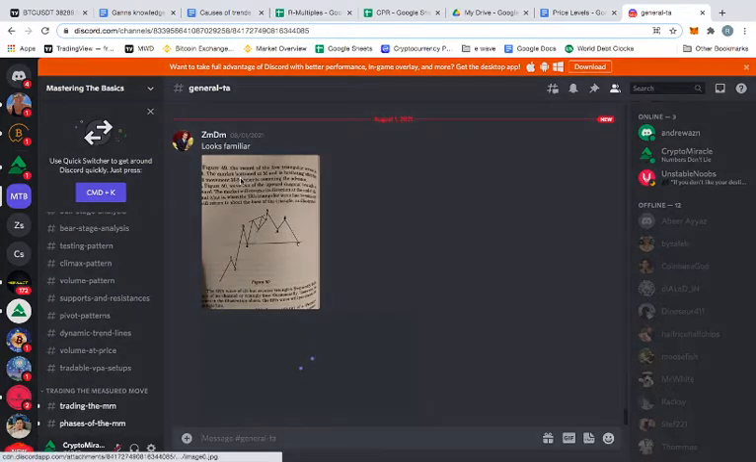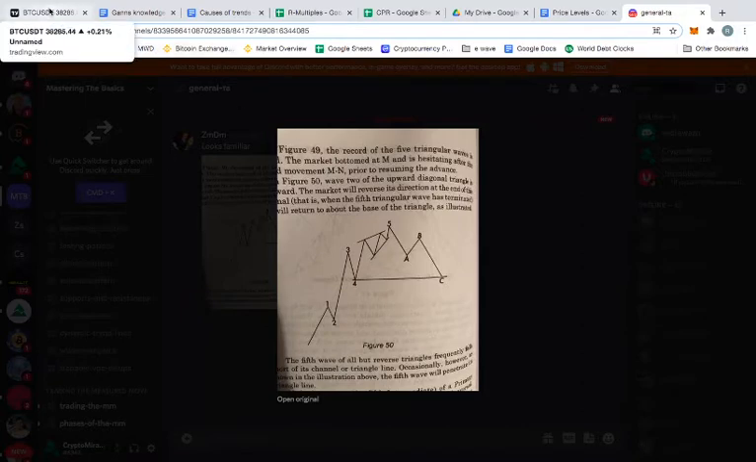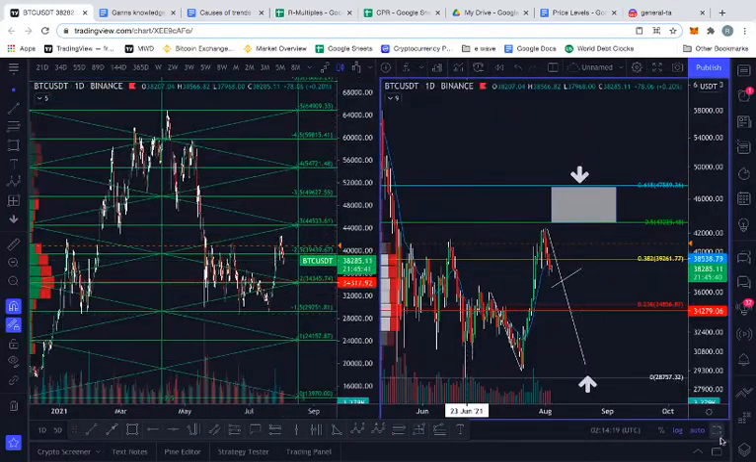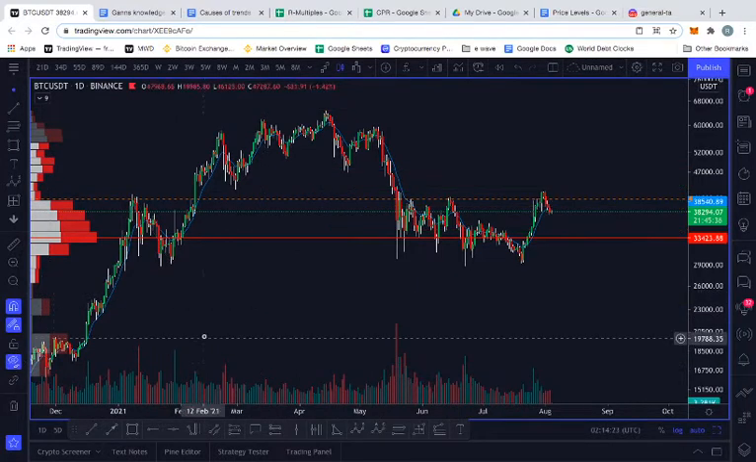And check this out. Looks familiar? It looks exactly the same as the pattern that we see right now. This is a really good picture that I found in Elliott's book. Elliott, the real guy that came out with Elliott Wave, his books are really, really good.